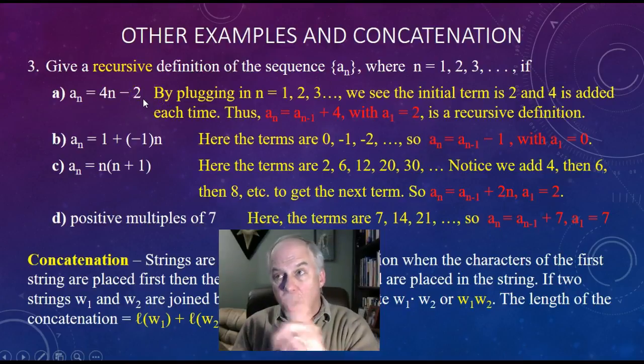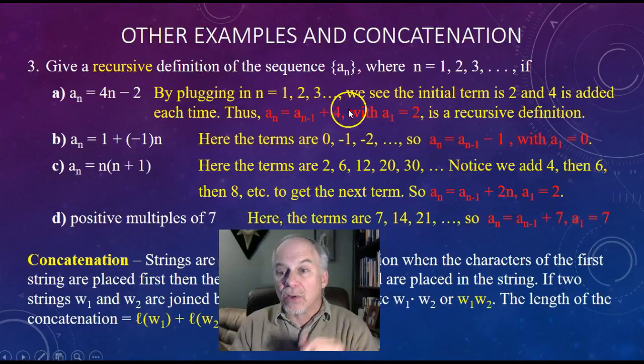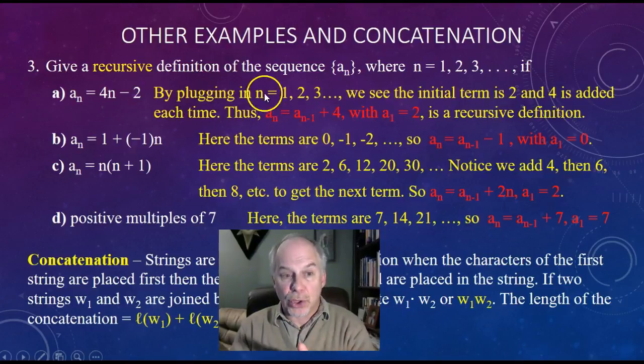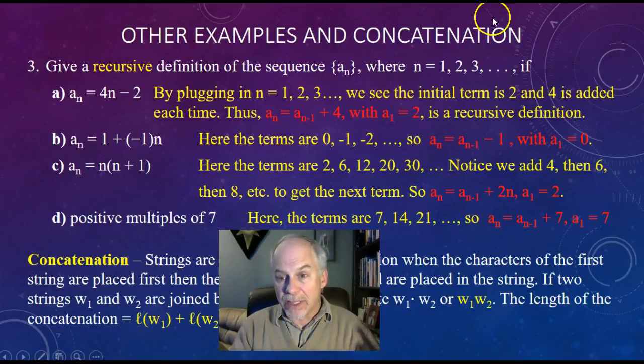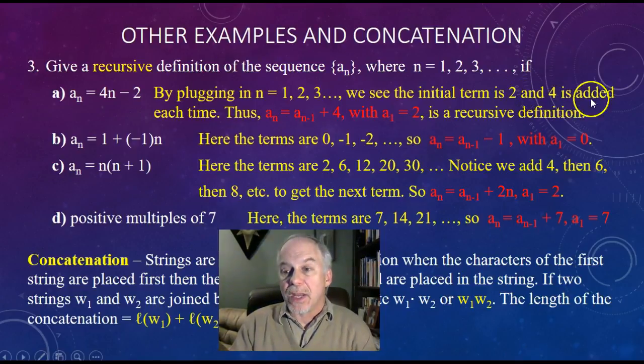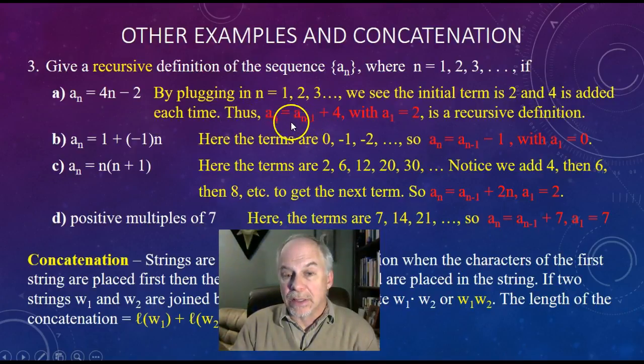Now, if you plug in 1 and then 2 and then 3, you'll find that the first term is 2, and then the next term is 6, and then the next term is 10, and it keeps adding 4 every time. So the initial term is 2, and 4 is added each time. Thus, we can define this as a sub n equals the previous term, a sub n minus 1, plus 4. See, that's what you've got to get used to, this notation. a sub n is the previous term, a sub n minus 1, plus 4.